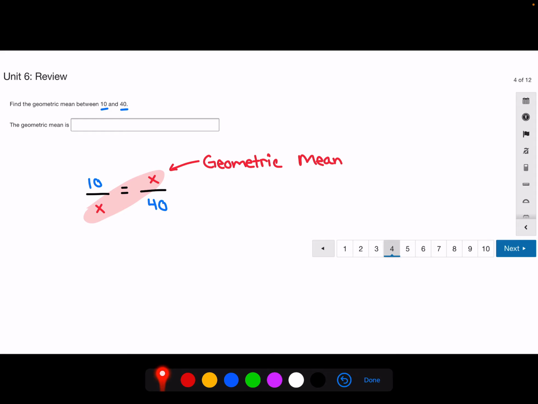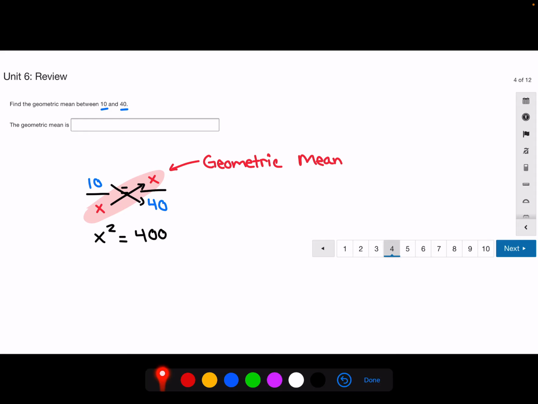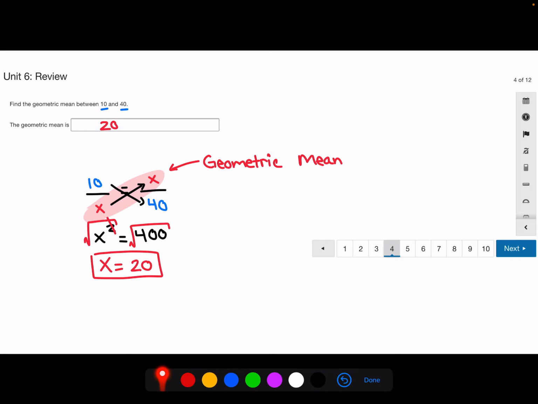So if we're trying to solve for the geometric mean, it's going to be x. If they tell me what the geometric mean is, then I would plug in that number for it. So therefore I have x squared equals 400. From here, to get rid of the square, I'm going to take the square root of both sides, and that will give me x is equal to positive 20. So the geometric mean is 20.